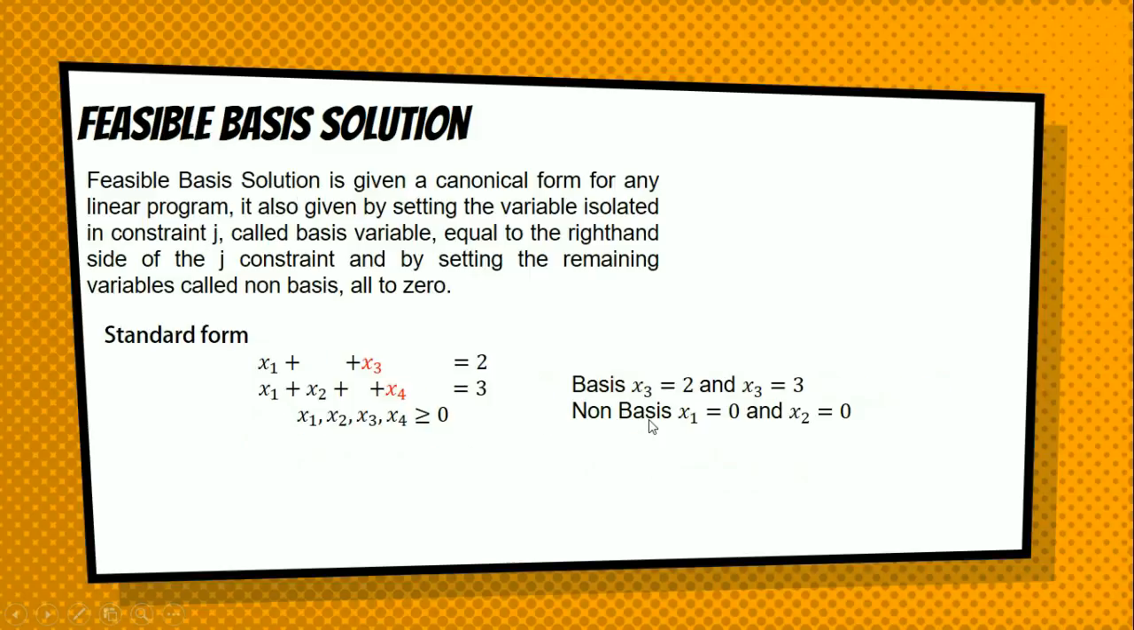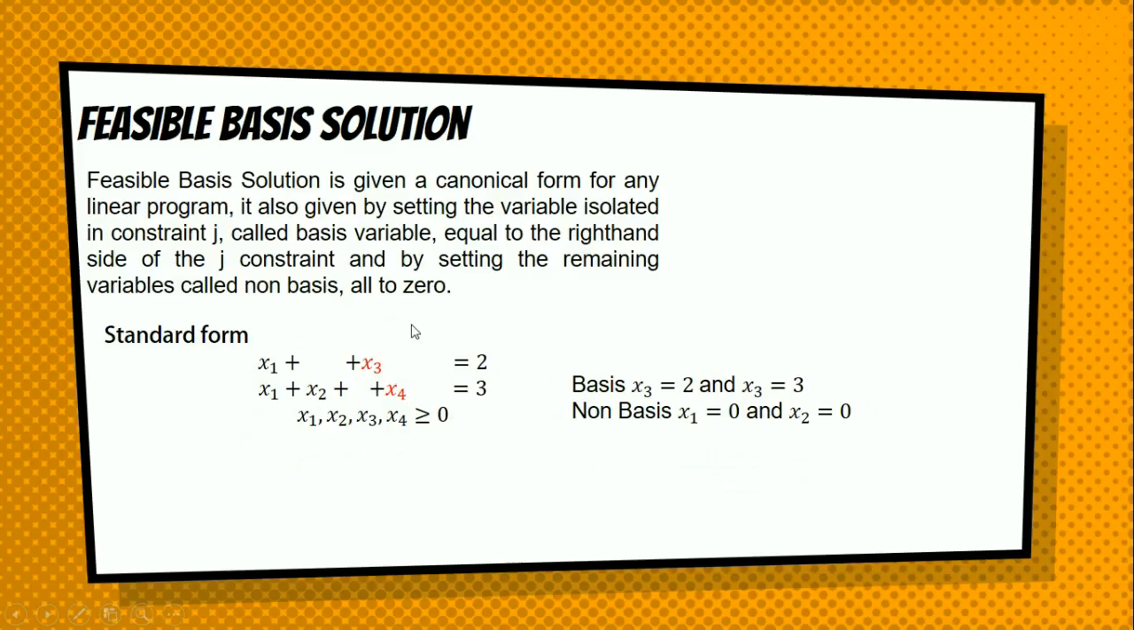Okay, so what is a feasible basic solution? You can read this general definition. It means that we make isolated variables equal to the right side of the equation and make the other variables 0.